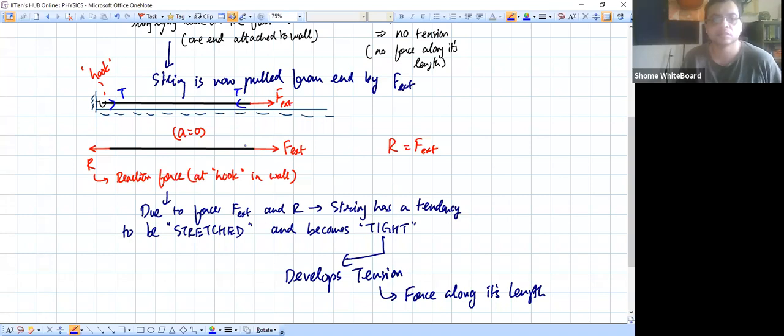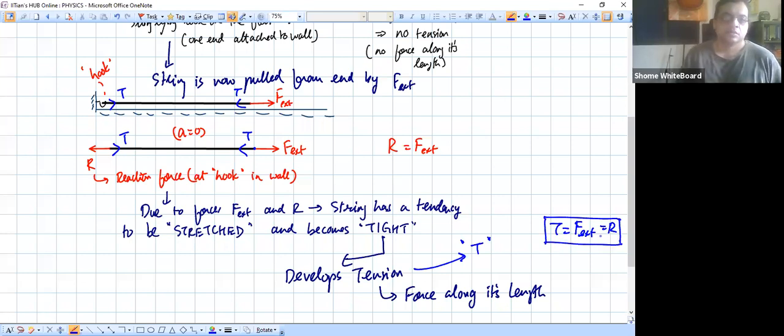Okay. So at this end, whatever external agent is pulling with the force F external, it experiences an equal and opposite force inward tension. The hook experiences an equal and opposite force inwards. Okay. And that tension that it develops, T, that T is equal to the external force, which is equal to the reactionary force. Okay, so just note down this most basic example of tension, and then we'll discuss more cases.